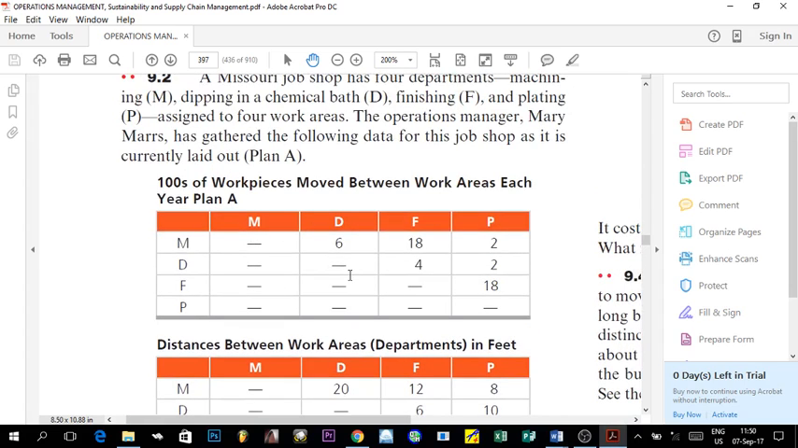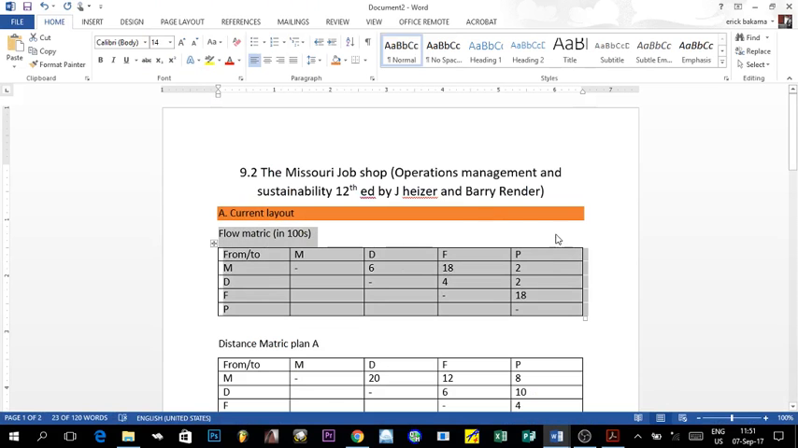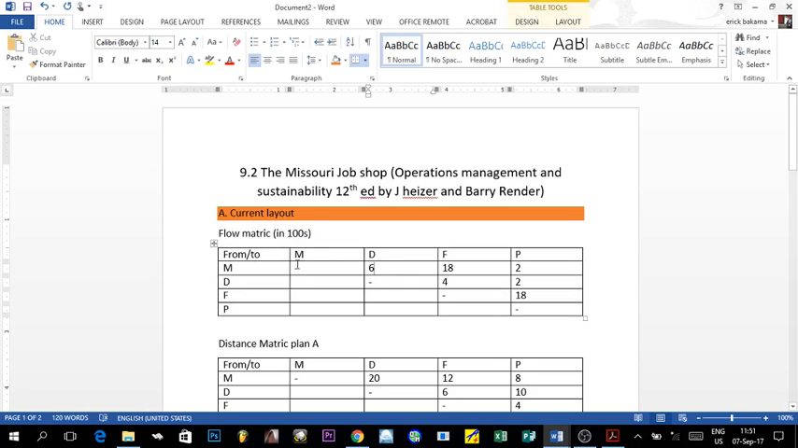This is the table that is given, and we are going to use it for all our calculations. This is our table, and now we are working first of all for the current layout. This is the flow metric, in short. Remember that this flow metric is in hundreds. That means the number of units moving from M to D is 600. The ones moving from F to F is 18, which gives 1800 units. The same applies for the rest of the units here.